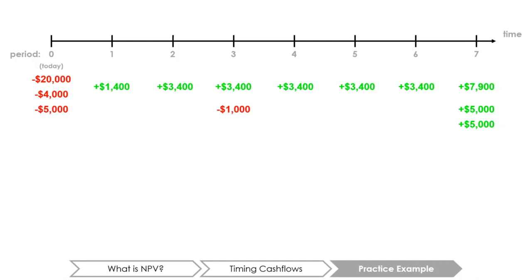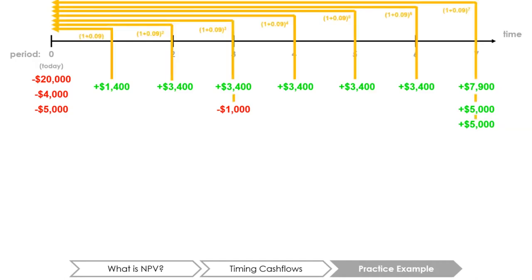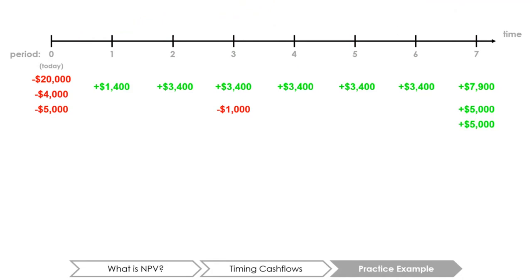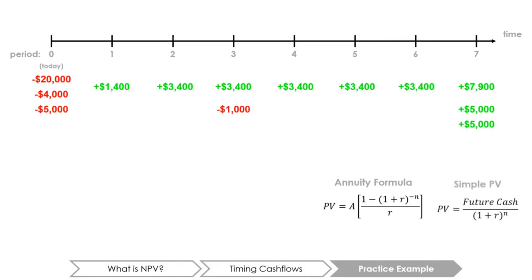Of course, you can take the net cash flow from each period and discount them individually back to year zero. But there's a more efficient method. I like to see whether I can save time by discounting multiple cash flows at once using an annuity formula, and discount any leftover cash flows individually using the simple present value formula.